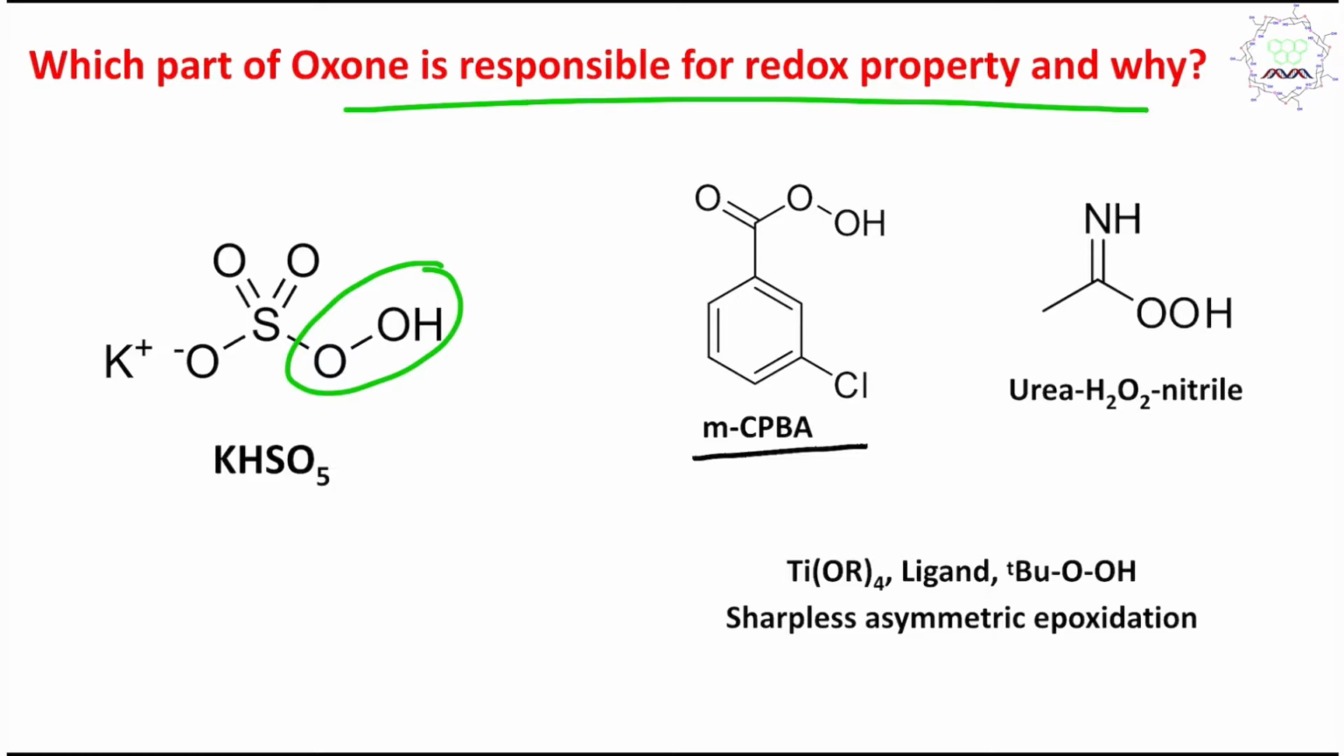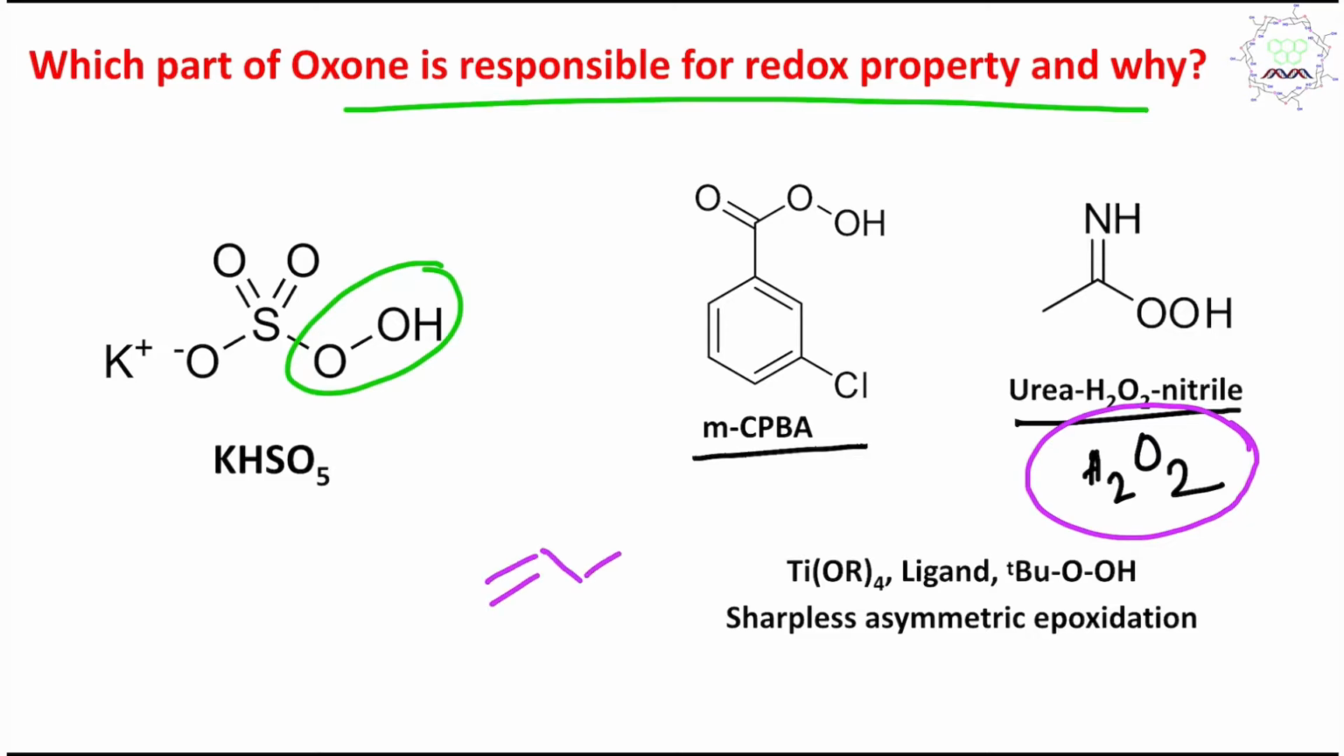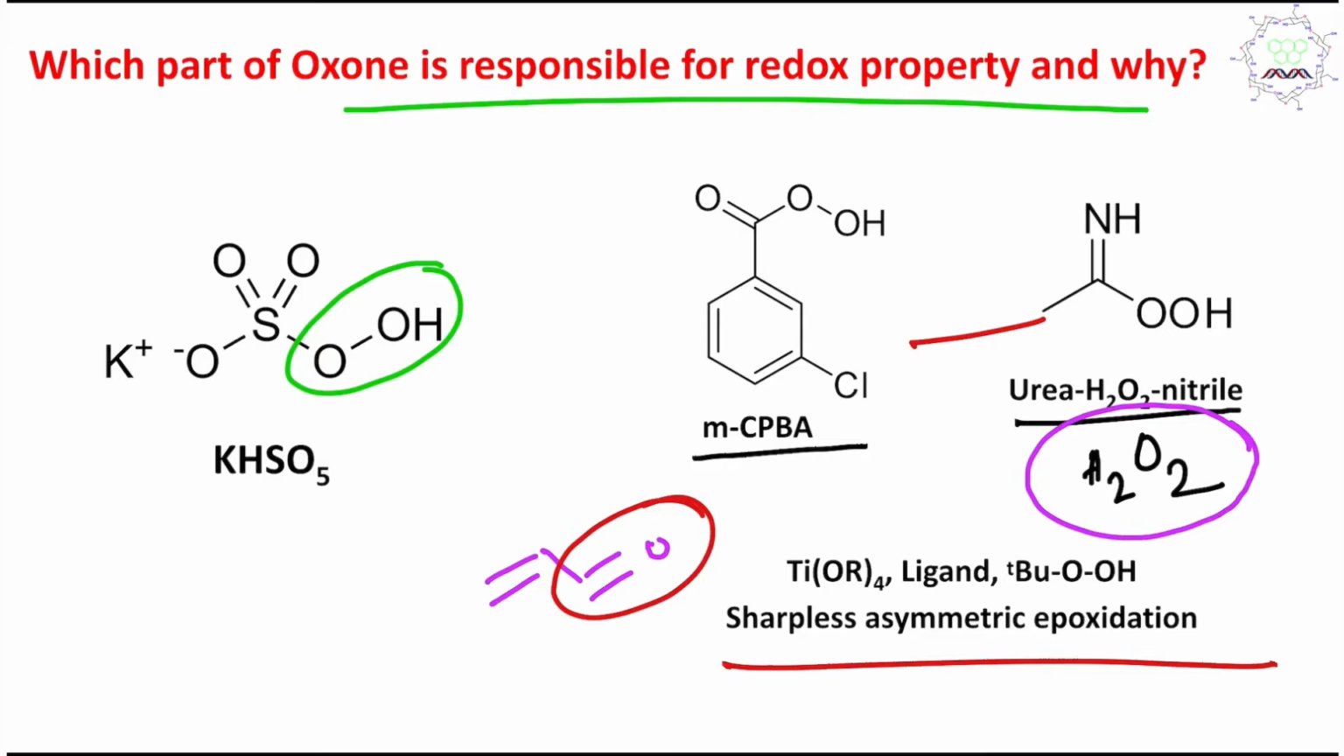Not only that, urea hydrogen peroxide is also an electrophilic epoxidizing agent, although hydrogen peroxide by itself is a nucleophilic epoxidizing agent, meaning it epoxidizes an alkene attached to an electron withdrawing group. Even if you look at the Sharpless asymmetric epoxidation, titanium tetraalkoxide isopropoxide, one asymmetric ligand, and along with that tertiary butyl peroxide is used.